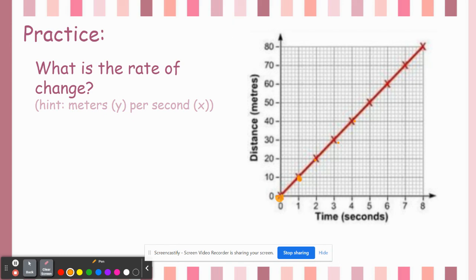So how many meters did I rise? Well, I went from 0 to what number? 10. I went from 0 to 10. And then I'm going to run. So I went from 0 to what number? I went to 1, from 0 to 1. So that's my run. So my answer would be 10 meters per second.